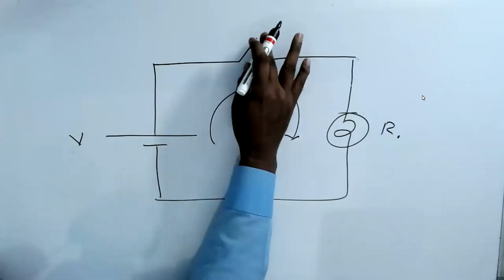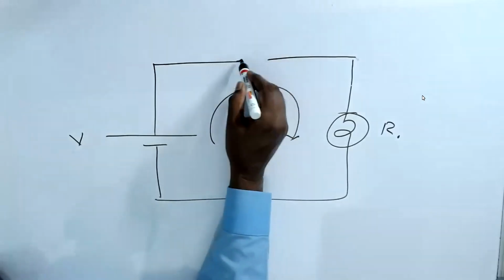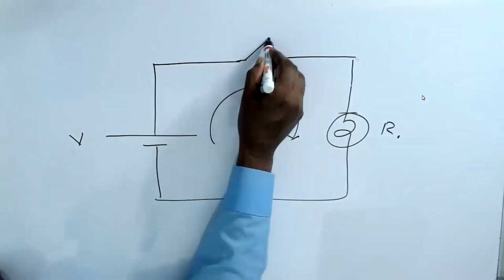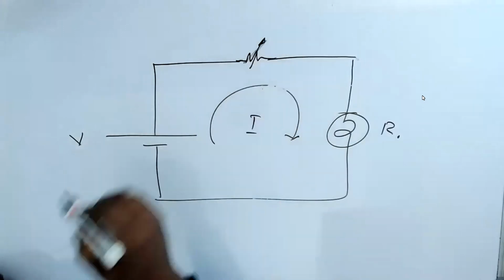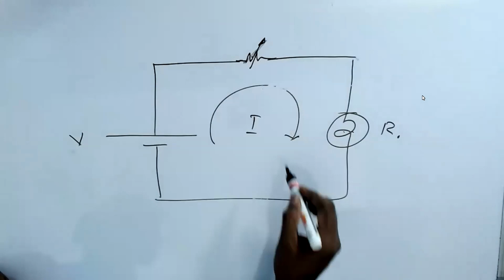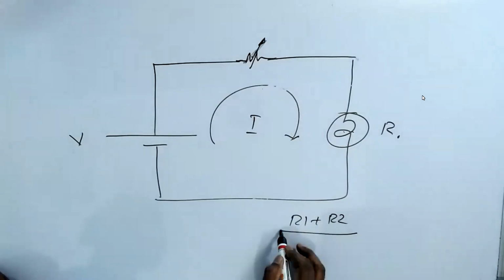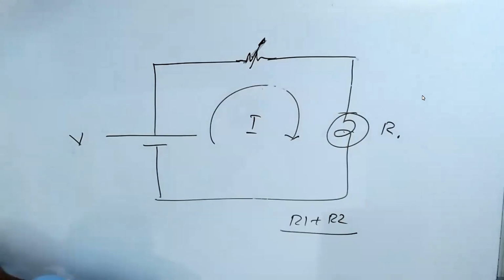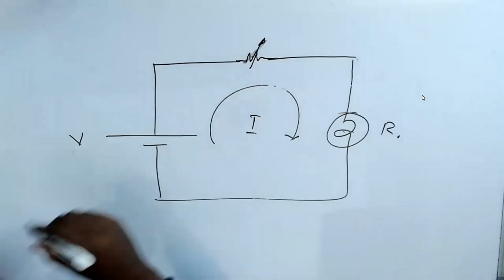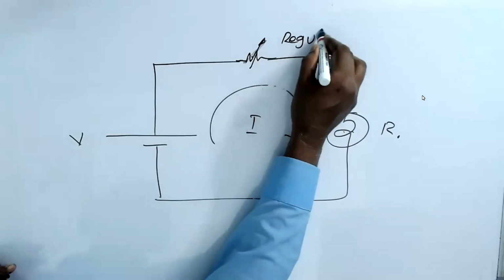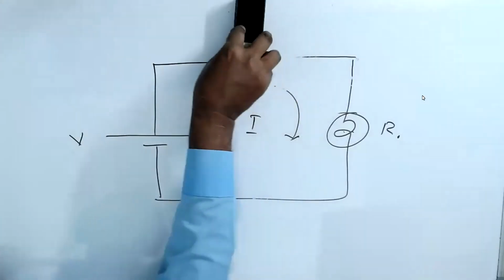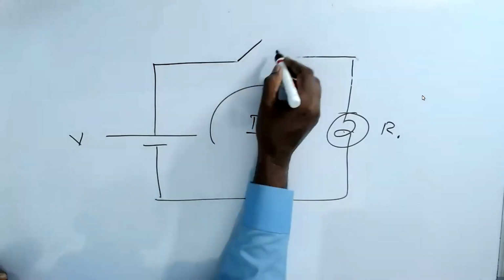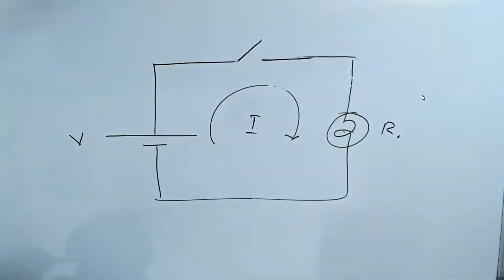So when I put a switch here, if you put a resistor here, then both the resistors will add up, R1 plus R2. So the current will be controlled. Am I right? Then in that case, we call it a regulator. So this control can be a switch or a regulator. Let us talk about the switch. Let's talk about the regulator later. So this is a simple circuit.